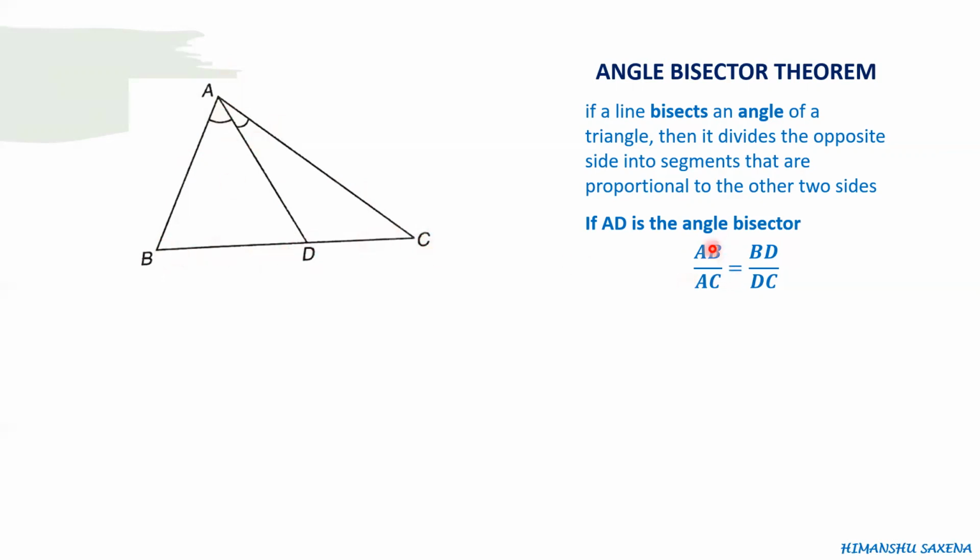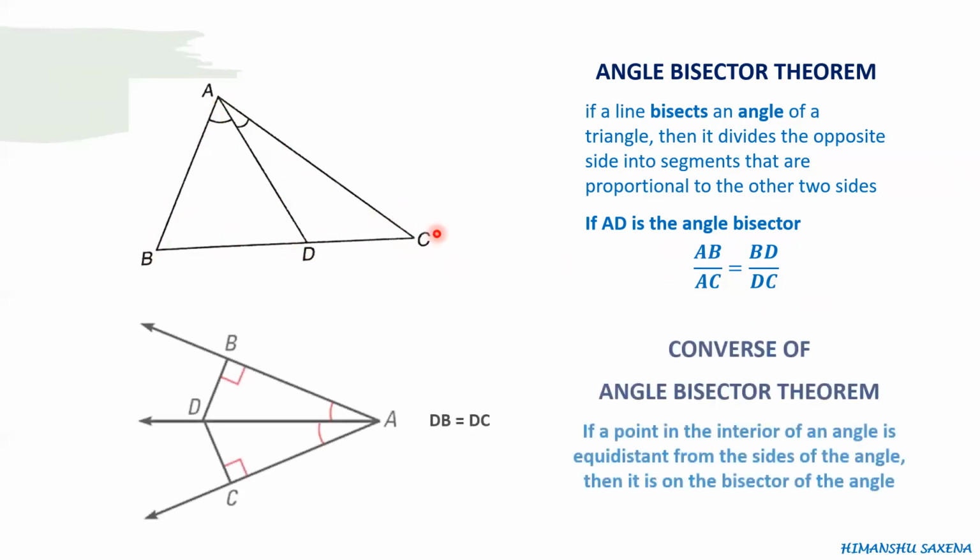If you look carefully, on the left-hand side the numerator is AB, and on the right-hand side the numerator is BD. AB is this and BD is this, so they are on the same side of the angle bisector. Both are numerators, and the denominators would be on the other side of the angle bisector. So here it is AC and here it is DC, on the other side of the angle bisector. That is how you can remember it: AB by AC is equal to BD by DC. Now the converse of the angle bisector theorem is also there.